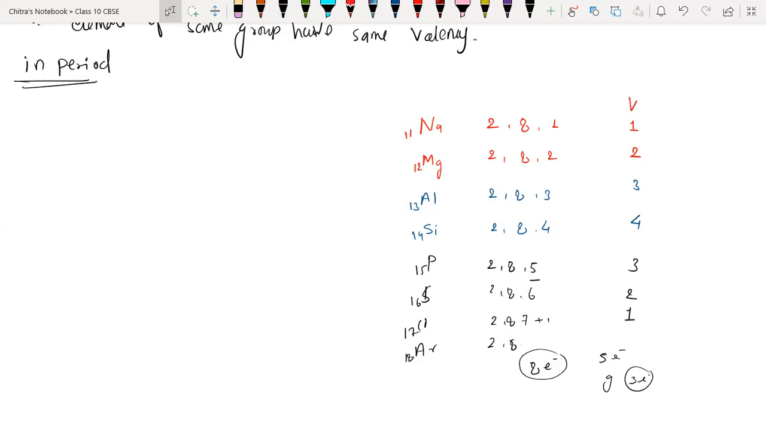So 2, 8, 8 will be the electronic configuration. See, it has 8 electrons in its outermost shell according to the octet rule. So it is not going to lose or gain electrons. So its valency will be 0. Is it or not? Yes, sir. Okay. So when we are moving left to right, valency first increases from 1 to 4, and then decreases from 4 to 0. This is the trend.